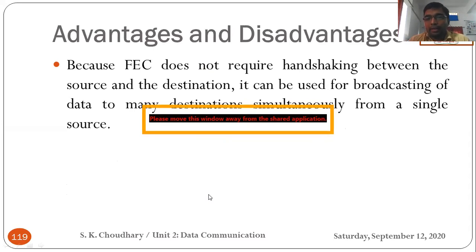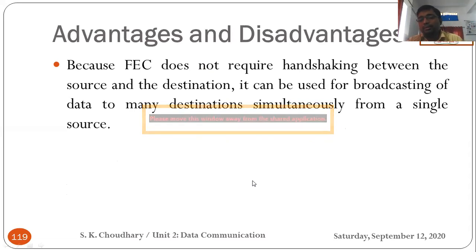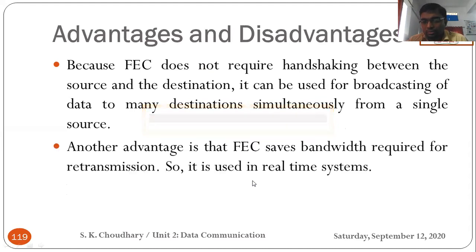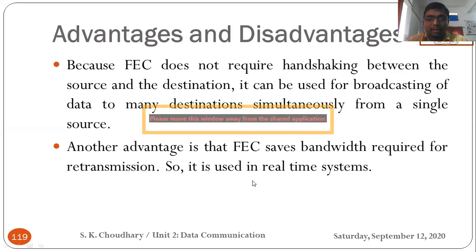So there are some advantages and disadvantages of forward error correction. Because forward error correction does not require any handshaking between the source and destination, it can be used for broadcasting of data to many destinations simultaneously from a single source. Another advantage of FEC is that it saves the bandwidth requirement for retransmission, because it does not perform retransmission, and it is a real time system.